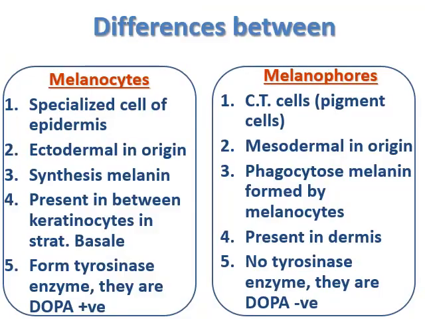Here is a table to differentiate between the melanocyte, which we are just talking about now, and the melanophores. What are melanophores? It is one of the connective tissue cells. I think you studied it in the first term in the chapter of the connective tissue. Its other name is pigment cell. It is mesodermal in origin, and it phagocytoses the melanin formed by melanocytes. Is it DOPA positive or negative? It has no tyrosinase enzyme, so it is DOPA negative. However, on the other side, the melanocyte contains tyrosinase enzyme, so it is DOPA positive.